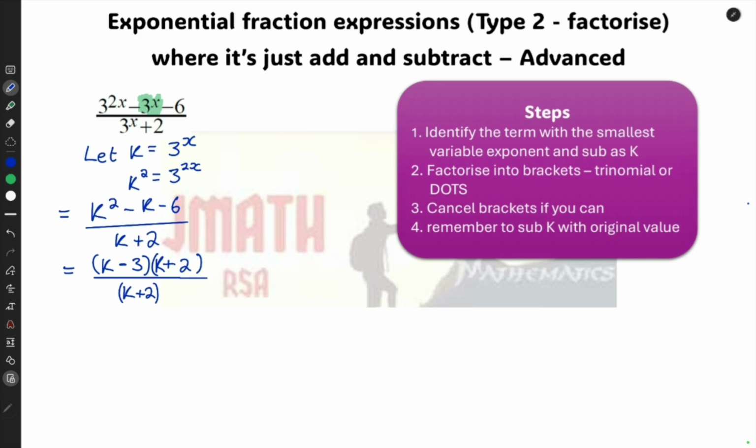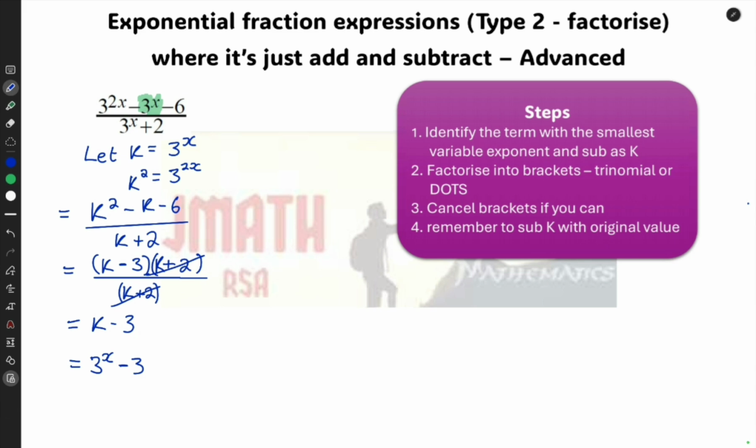And like I said, now there's brackets that can cancel. So I can cancel them, and I'm left with k minus 3. Now, very important, the question was not to solve for k. It was to simplify in terms of x. So I can just say the final answer is then 3 to the power x minus 3. Okay, so look at the sum, look at the steps, and just see if it makes sense.